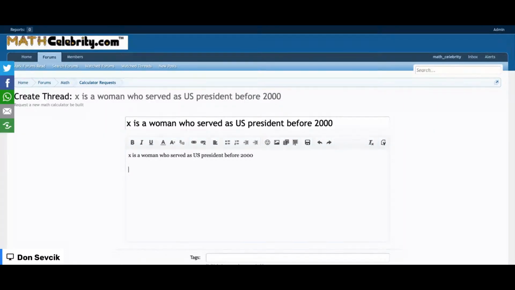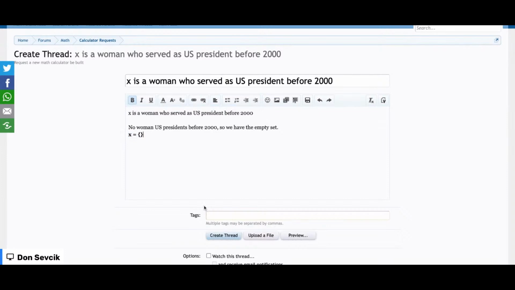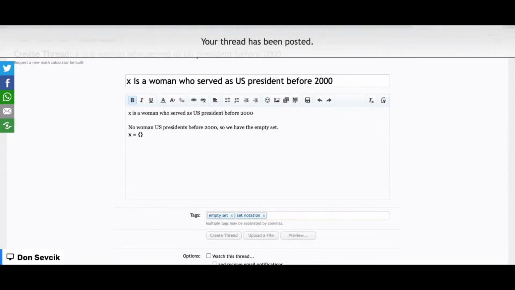X is a woman who served as U.S. president before 2000. If you look at all the U.S. presidents before 2000, none of them were women. So the answer to this is just the empty set. No women U.S. presidents before 2000. So we have the empty set. So we'll just highlight this here. There's another symbol too for empty set if you want to use it. I just do the parentheses. So we'll do empty set notation, and we are done. All right, next one.